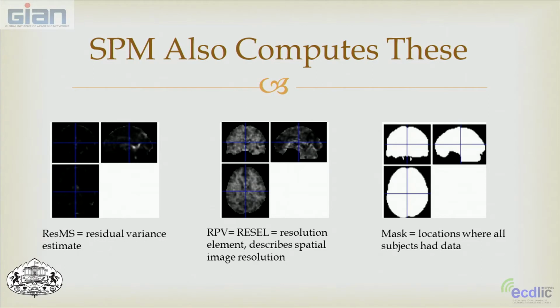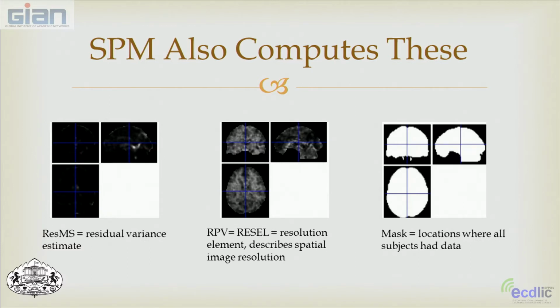Okay, the middle one shows what's called a resolution element. So this sort of describes the spatial image resolution. I am not quite sure what we would do with this. I'm sure some people know, and if you wanted to look into it more, you could probably get an explanation of what it is. These ones we don't typically look at as much as we look at our beta coefficients.